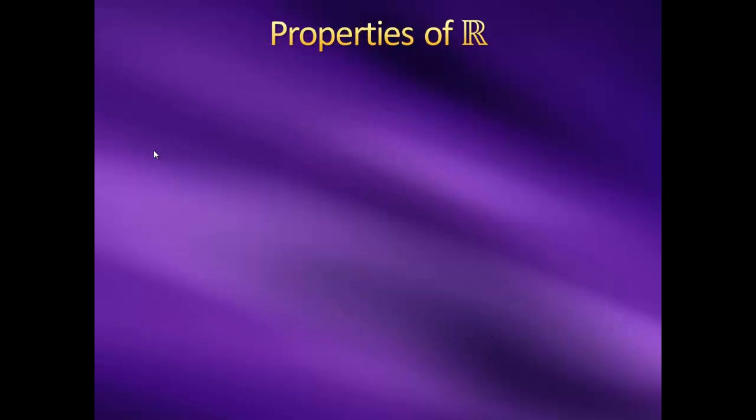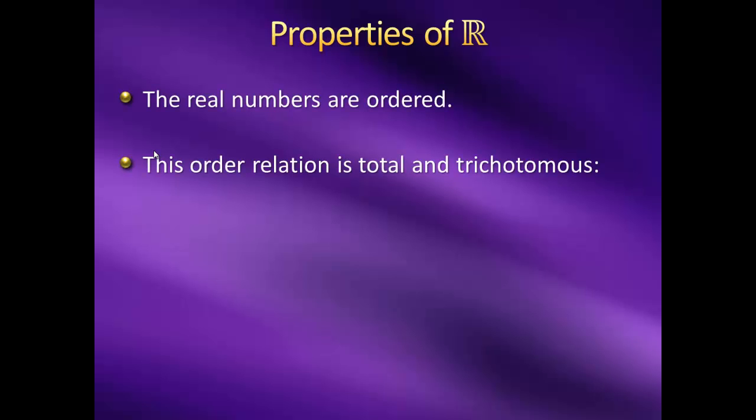So, with the real numbers now defined, it's time to start looking at some of the properties of those real numbers and see how they might be related to our construction that we've just done. First of all, the real numbers are ordered. In fact, they're totally ordered. And what's more, this order relation is trichotomous. We can compare any two real numbers, x and y, and find out that exactly one of three things is true. Either x is less than y, y is less than x, or x equals y.